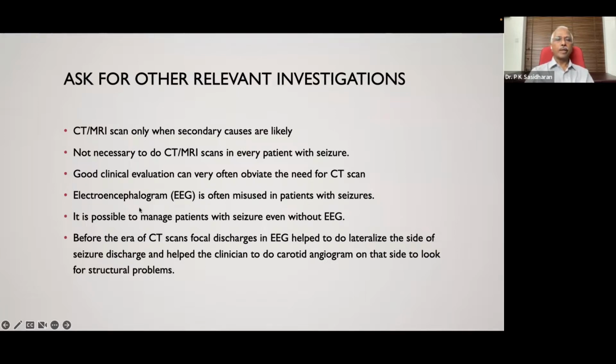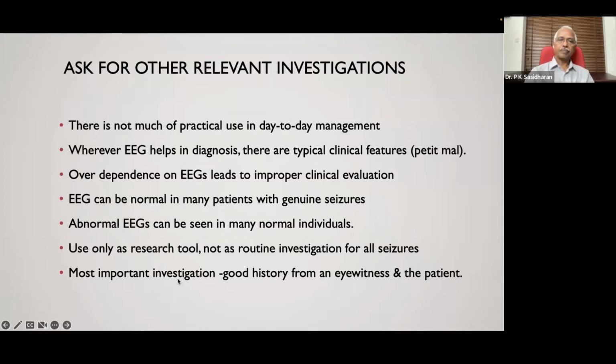This is because theoretically you know that a seizure means abnormal excessive electrical discharge in the brain. But if you depend on EEG to diagnose that, you are going to land up in problems, because it is possible to manage most patients with seizures without a single EEG. Before the era of CT scan, focal discharge on EEG helped to lateralize the lesion so that people could do a carotid angiogram on that side. That was the kind of indication for EEG in those days. Otherwise, people did not do EEG in all patients, only when you wanted to do some procedures.